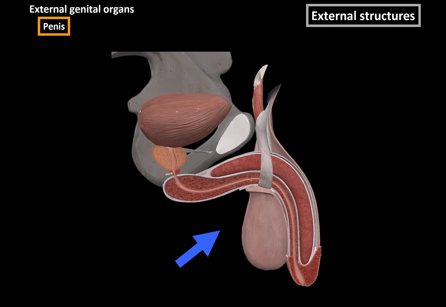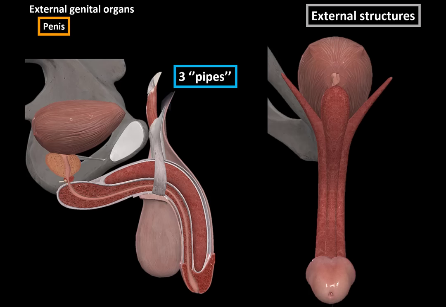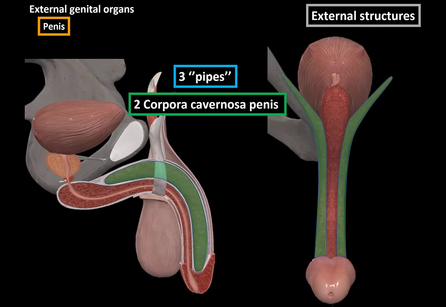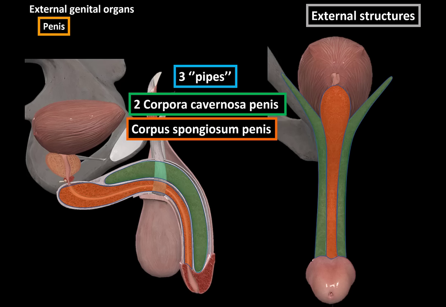Essentially, the penis consists of three pipes, or three erectile bodies, that course throughout its entire length. We have two corpora cavernosa penis, which are erectile bodies that erect the penis when engorged with blood, and one corpus spongiosum penis, which is the unpaired erectile body containing the urethra. So within the corpus spongiosum, that's where we have the spongy part of the male urethra.